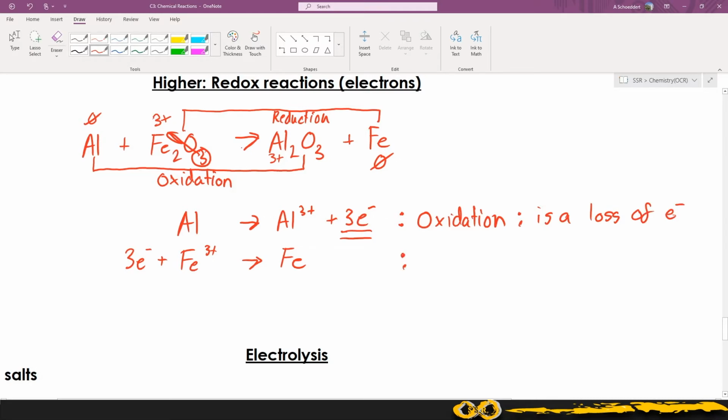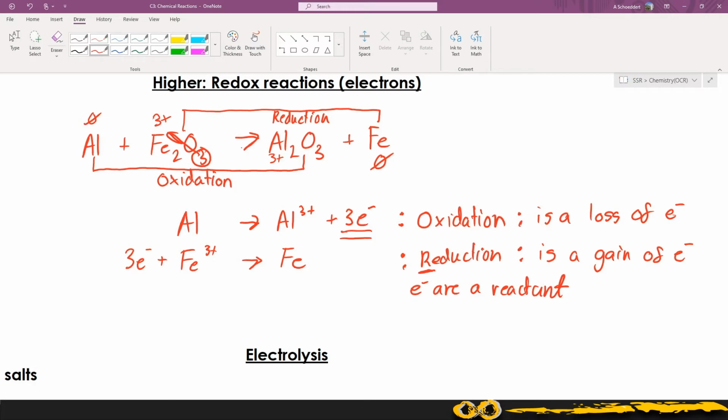We know that the reduction equation required the use of electrons, and it is therefore a gain of electrons. I like to remember this, that the R in reduction indicates that the electrons are a reactant in this type of equation. So the reduction equation requires the electrons that were produced in the oxidation equation. And that's why these two equations are always coupled in redox equations.